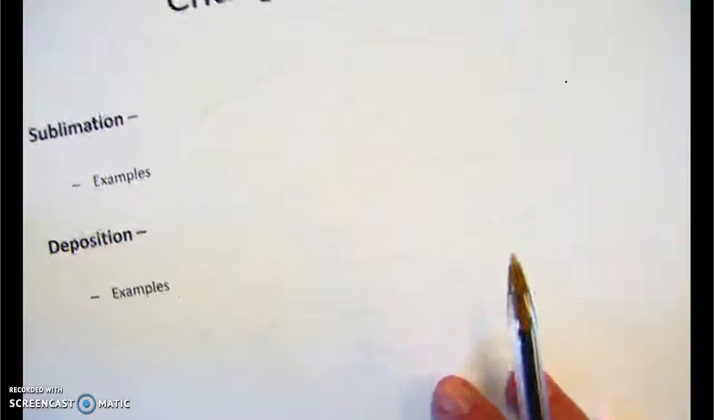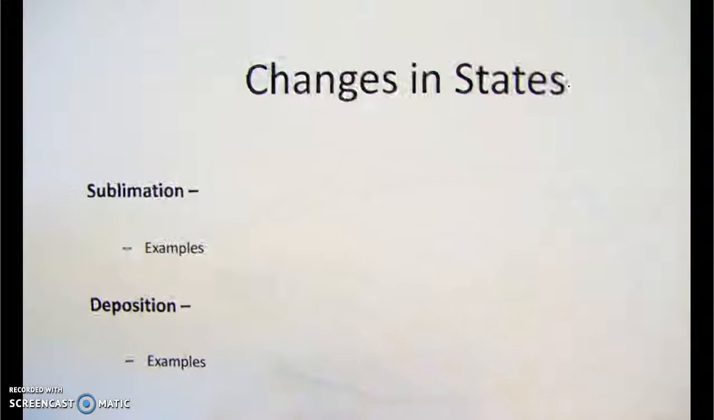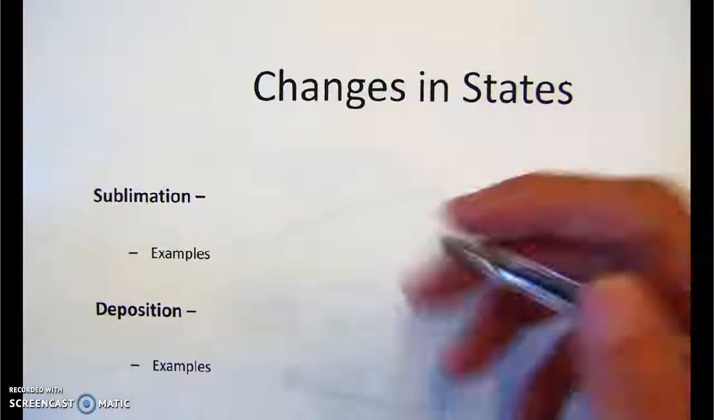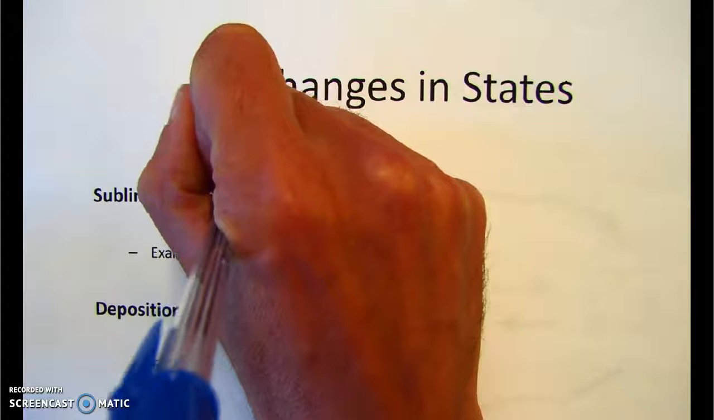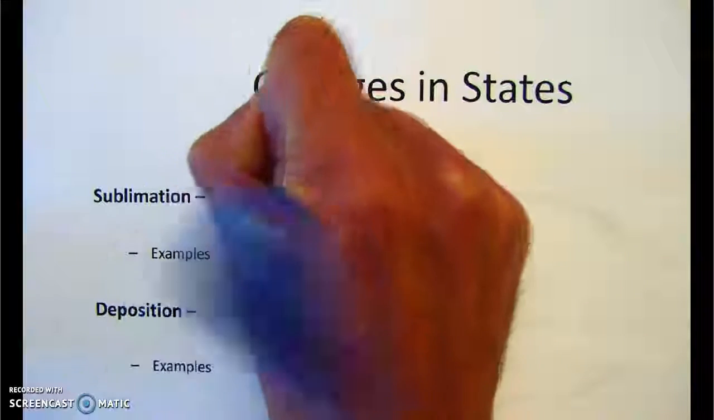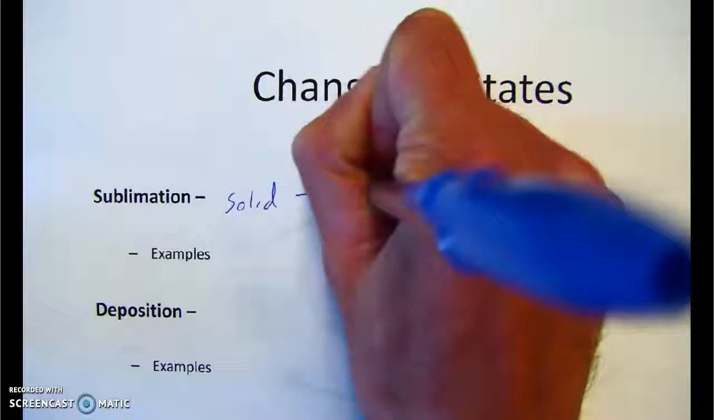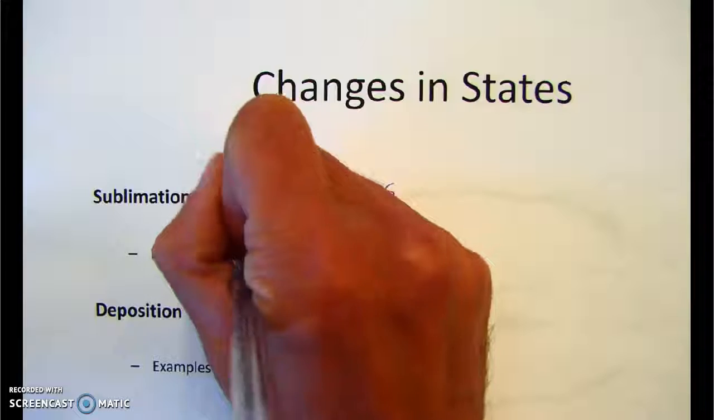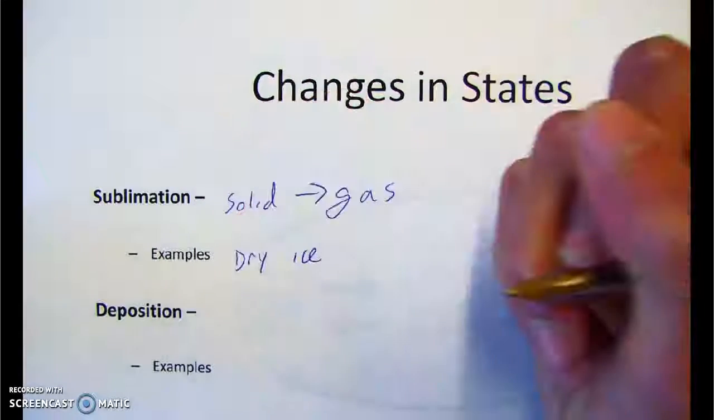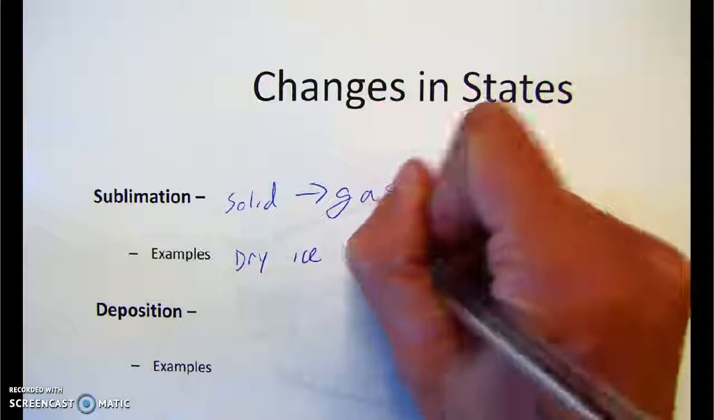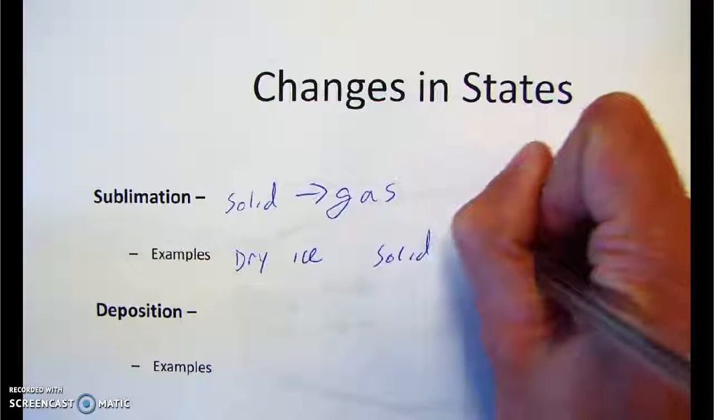Now there's two other phase changes that we didn't talk about before. We have sublimation and deposition. Sublimation is when we have such rapid heating that we go from a solid directly to a gas. And the best example that I can think of is dry ice. You've probably seen dry ice on Halloween and stuff like that. It's solid carbon dioxide.